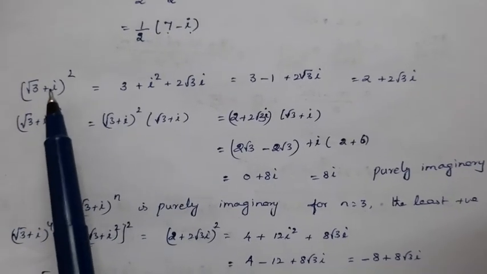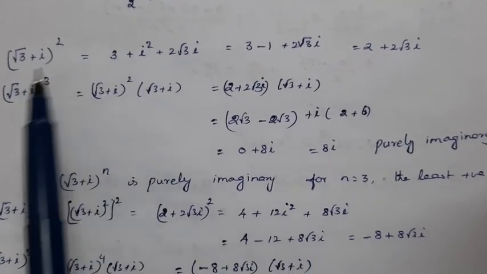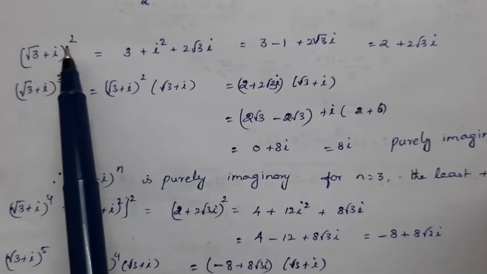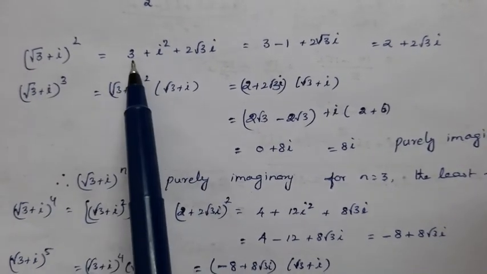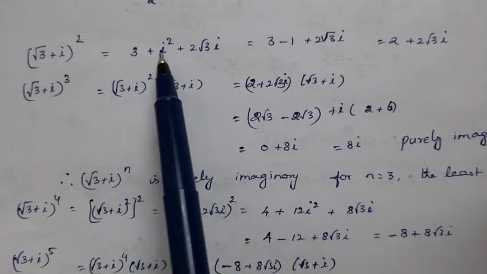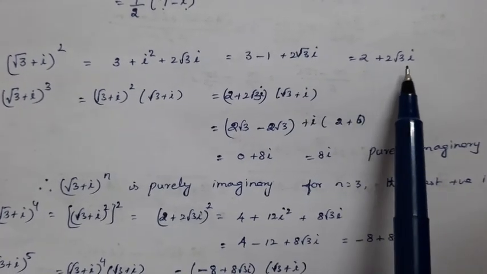Now let us see the sixth one. For root 3 plus i the whole power 1 is root 3 plus i. So leave it. Now root 3 plus i the whole square. So expanding it using the a plus b the whole square formula: a squared, that is 3, plus i squared, plus 2ab, 2 into root 3 into i. i squared being minus 1, 3 minus 1 plus 2 root 3 i, it is equal to 2 plus 2 root 3 i.